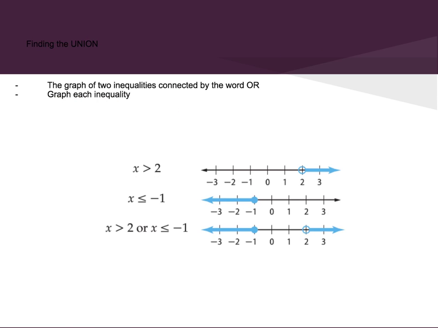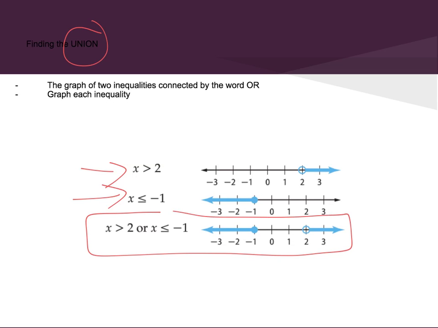So when we have a compound inequality containing the word or, we say that their graph is called the union. In order to find the union, what we do is we graph each inequality separately, and then we put them on the same number line. So notice that when the inequalities are connected by the word or, the shading of the number line does not overlap. In a union, the shading will not overlap. That only happens in the intersection.